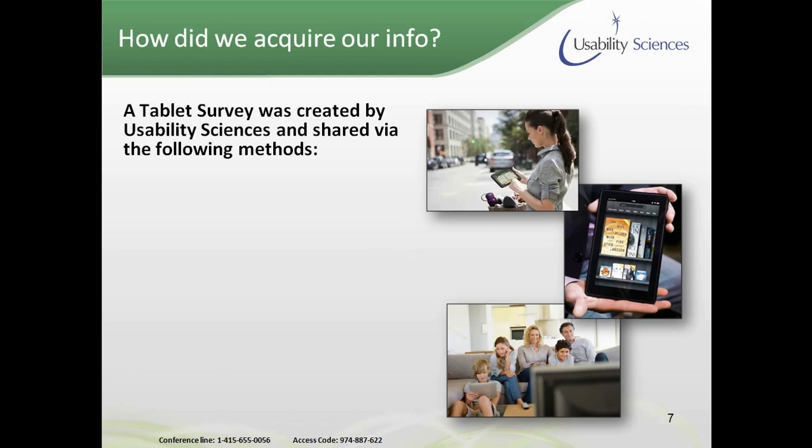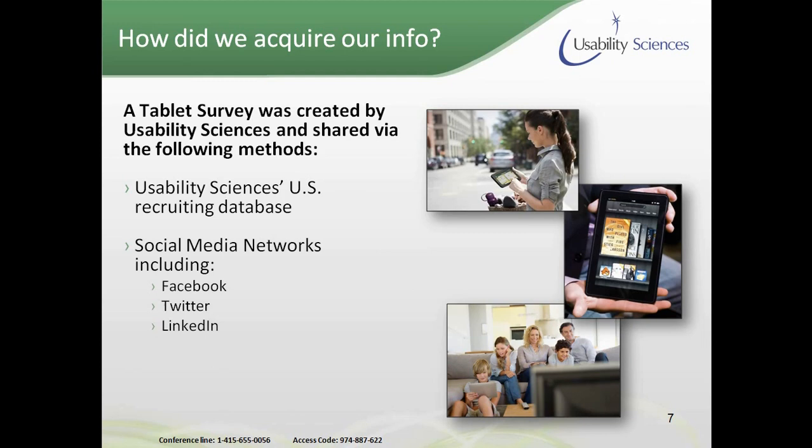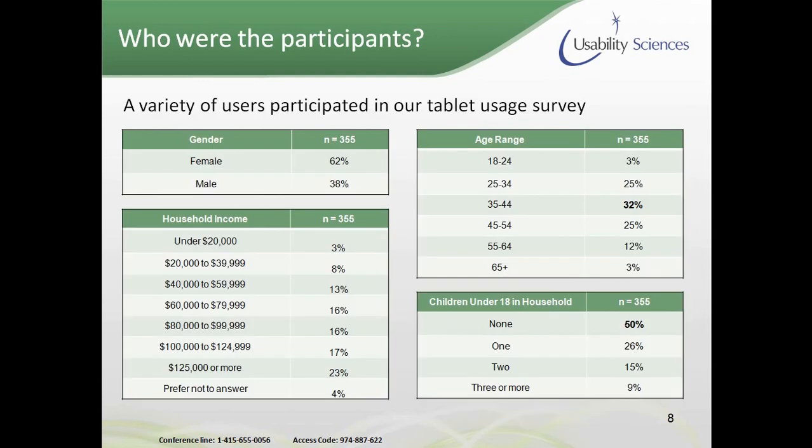So, first of all, how did we acquire this info regarding tablet usage? Well, what we did is we put together a tablet survey, and we shared it via the following methods. We sent it out to our US recruiting database of over 3,000 participants, and those that were tablet owners took the survey of their own accord. We also reached out through social media networks using Facebook, Twitter, and LinkedIn, as well as LinkedIn groups that we're a part of. And then we used basic emails. We sent out the survey to friends, family, those we knew, asked them to share it with everyone. And through these methods, we were able to collect 355 completed surveys.